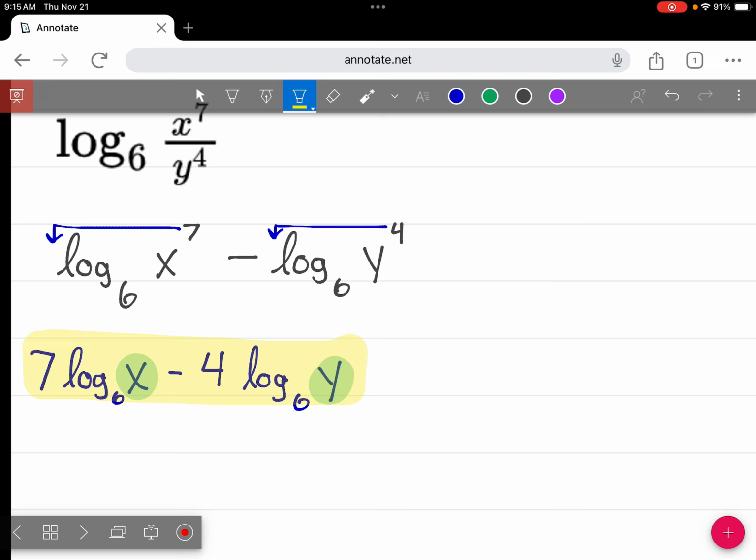We cannot combine them. If I had 7 log base 6 of x and 4 log base 6 of x, then I could combine like terms together. But that means this would not have been fully simplified. So we shouldn't really be able to combine like terms once we get it fully expanded.